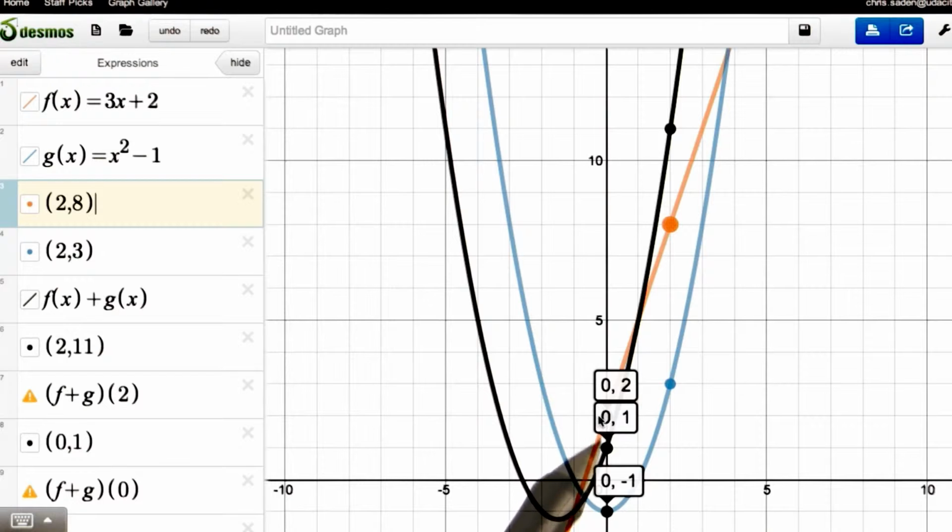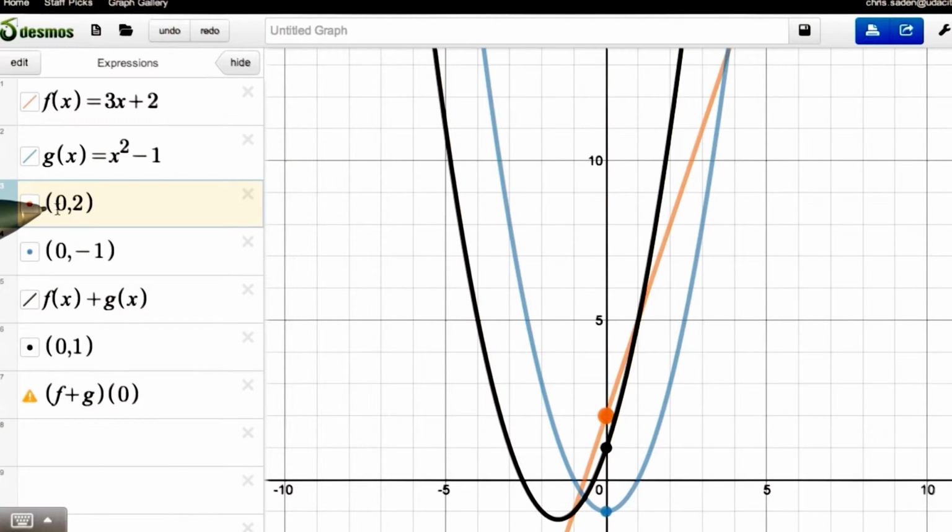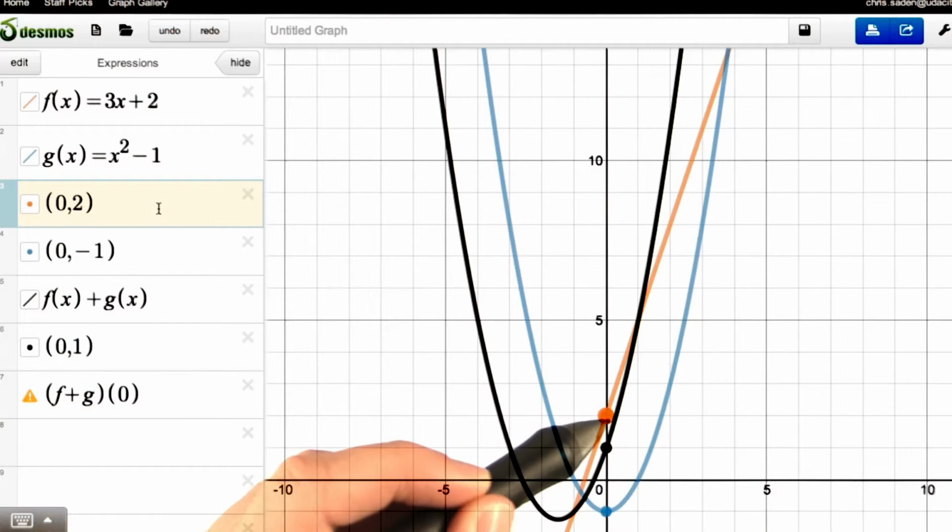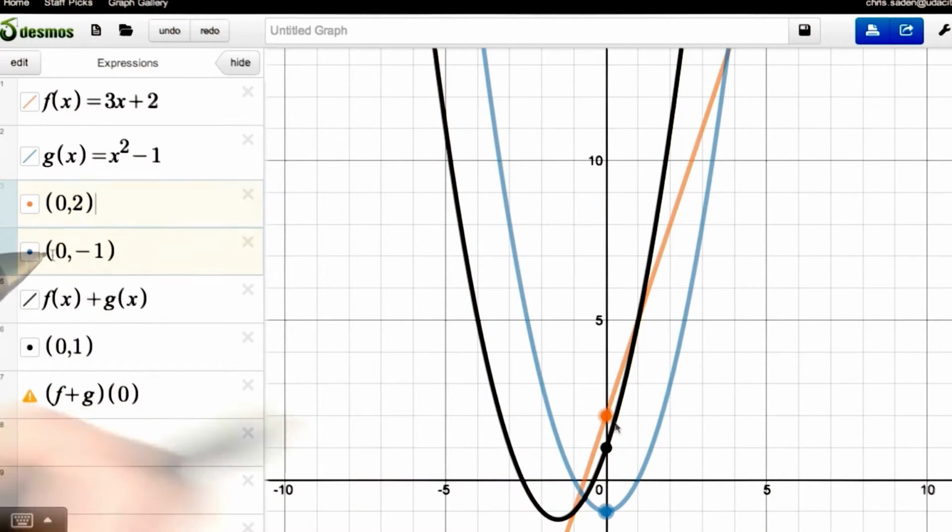Notice that the x-coordinates are all the same, and we get this y-coordinate from adding these two y-coordinates together. This is f of 0, and this is g of 0. Remember that if x equals 0, then the output for this function would just be 2, since 3 times 0 equals 0, and we'd be left with positive 2. So we know this point is on the graph of f. Also, we know this point would be on the graph of g. When x equals 0, the output here is negative 1.